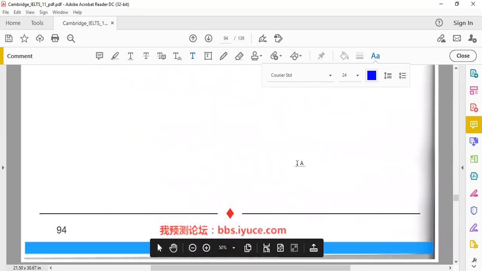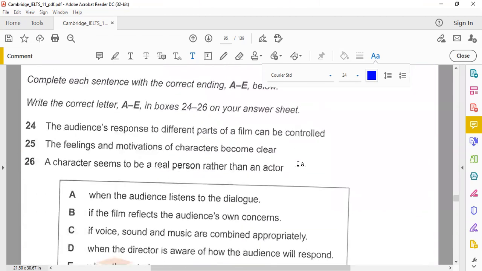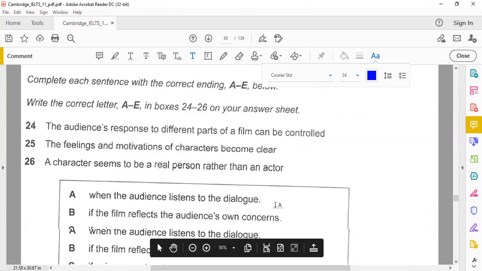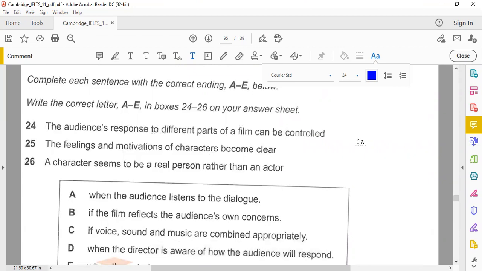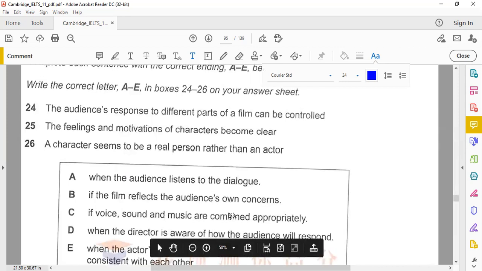And there are still more, and we have to go through 24 to 26. So you see, complete each sentence with the correct ending. These are the sentences that need matching, okay? Which part of a sentence matches which ending? So this is what we have to do. Identify A, B, C, D, E. These are the options, and we need to write the letter.